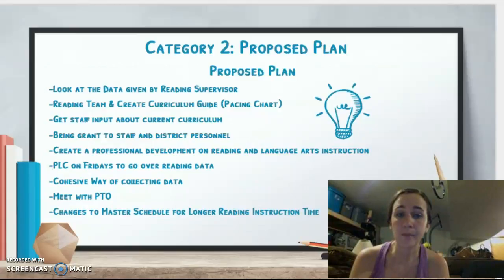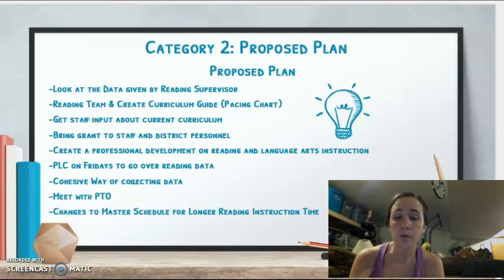data-based instruction as well. I would also want to implement PLCs on Friday mornings to go over reading data, so that on Fridays in the PLC, teachers would meet with their grade levels to look at the reading data for that week. I would also have a cohesive way of collecting data so that everyone in the building is collecting data the same way, and that way there are no discrepancies and everybody's submitting it, and it will be easier for the reading team as well.